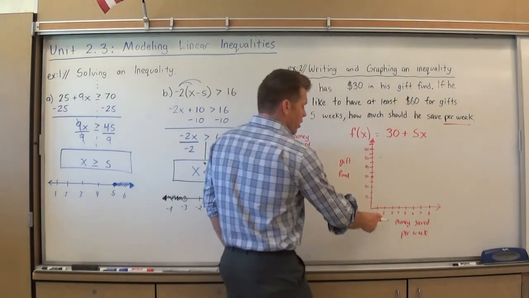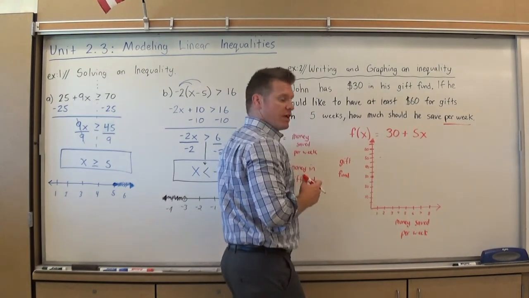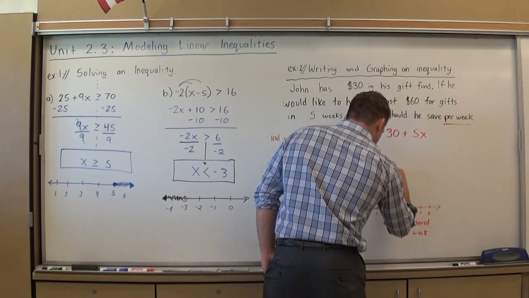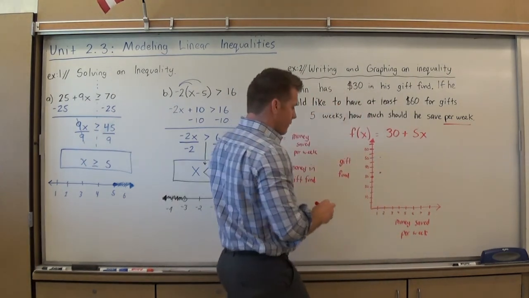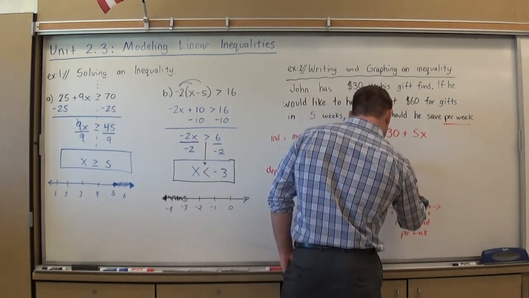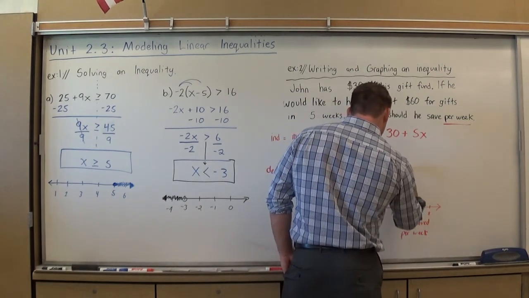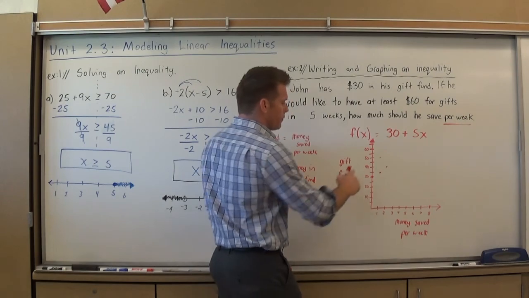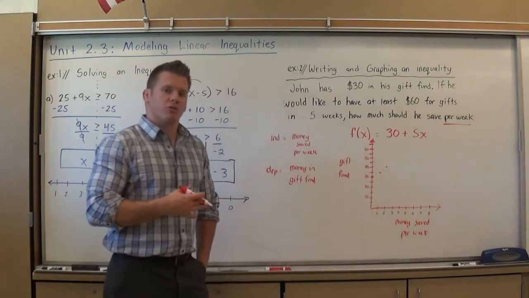If he saved $1 per week, then he'd have saved $5 that time. And with the original 30 he had in there, we'll put him at 35. Okay? He saved $2 per week, that'd be 10. 5 times 2 is 10. Plus the original 30, we'll put him at $40. Okay? And I start to get the general trend of this line.